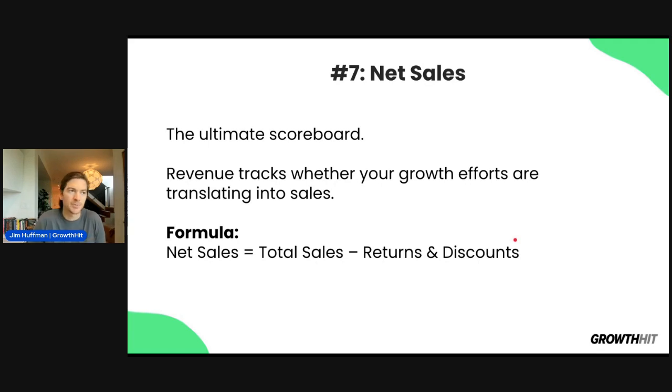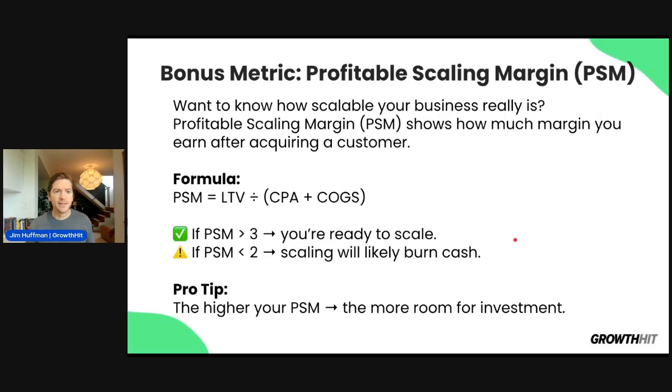Because, hey, your cost per acquisition could be great, but people are returning the product, or you're acquiring people because of discounts. This helps give me that health. And then the bonus metric I wanted to hit on is your profitable scaling margin metric, PSM. So what is the calculation for this? You take your lifetime value, you divide it by your cost per acquisition and your cost of goods sold.